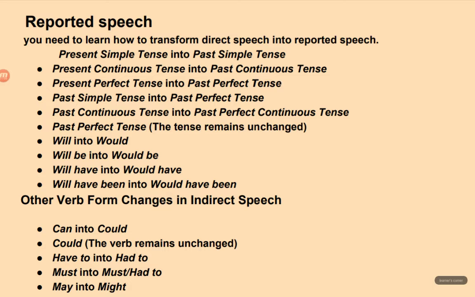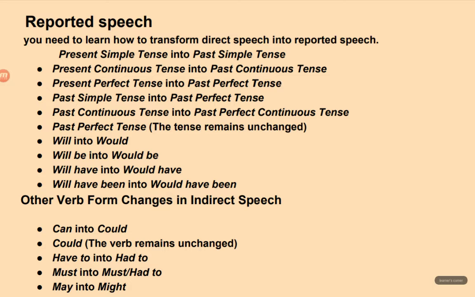Present perfect tense will be changing into past perfect tense. We have already discussed the tenses in detail in another video. Those who want to know more about these tenses can watch that previous video. Then past continuous tense will be changing into past perfect continuous tense. Past perfect tense remains unchanged. When we change direct speech in past perfect tense, there won't be any tense change.